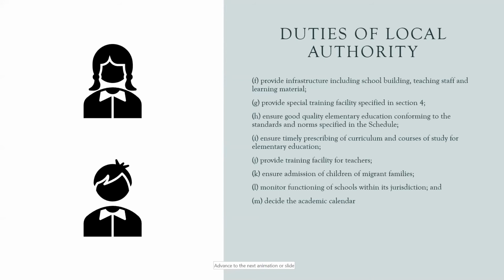Previously, it was called the Sarva Siksha Abhiyan. Now it's called the Samagra Siksha Abhiyan. So please ensure that the education of children is something that's looked upon by the central government and the state government and is the responsibility of everybody. So they should ensure admission of children of migrant families. And if language is a hindrance, the government will also look into bringing in teachers who know the appropriate language so that the education continues without any hindrance.